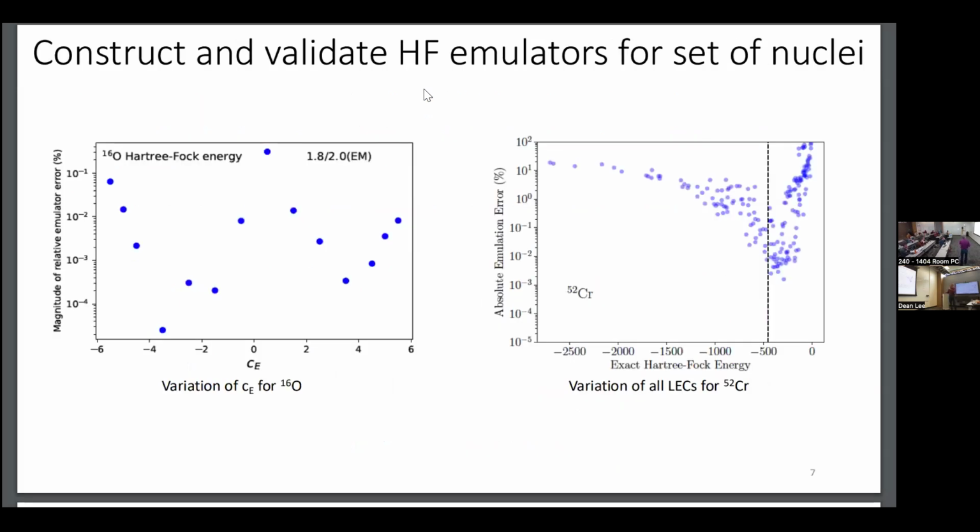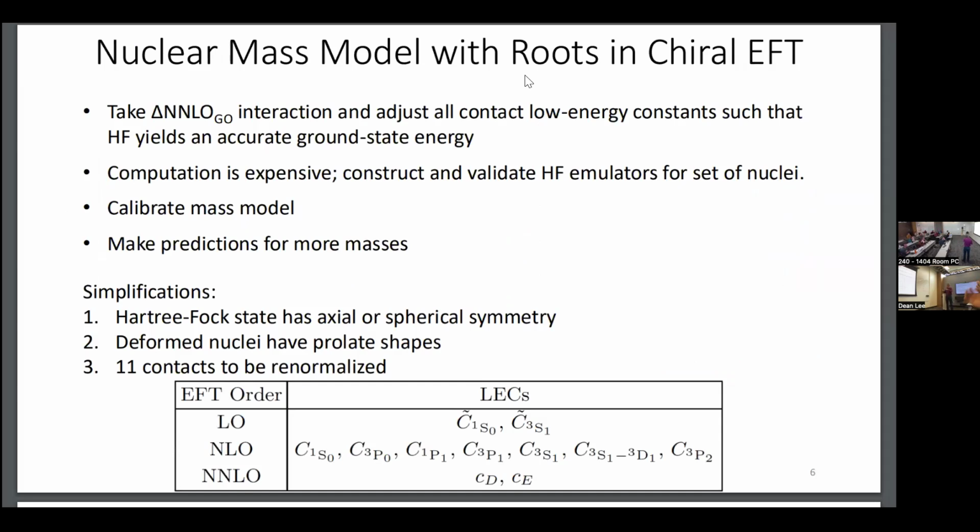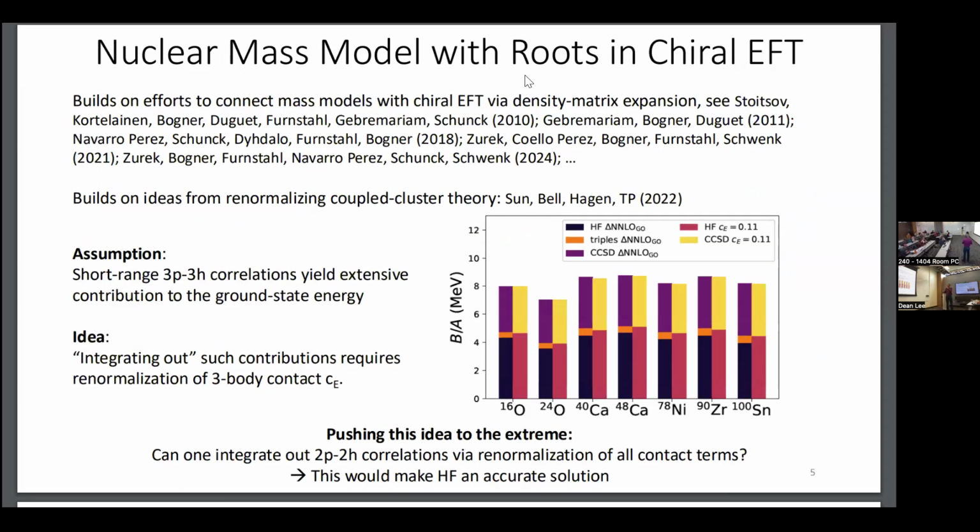So we did this now. I've shown you how we construct emulators, and we know how to construct emulators for Hartree-Fock. If you want to do this, you have to adjust a large number, of order 10 or so, of low energy constants. Even just a Hartree-Fock calculation with a 3-body force is too expensive. That's why we need to build emulators.